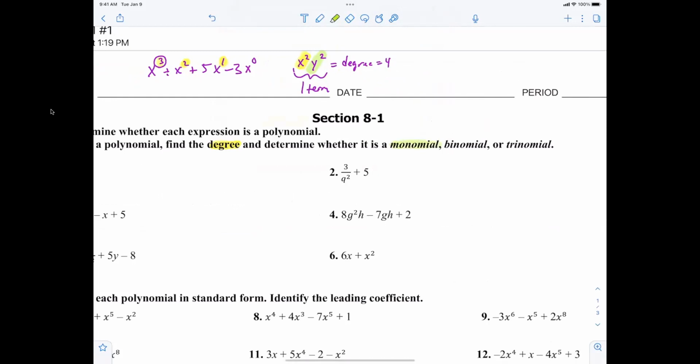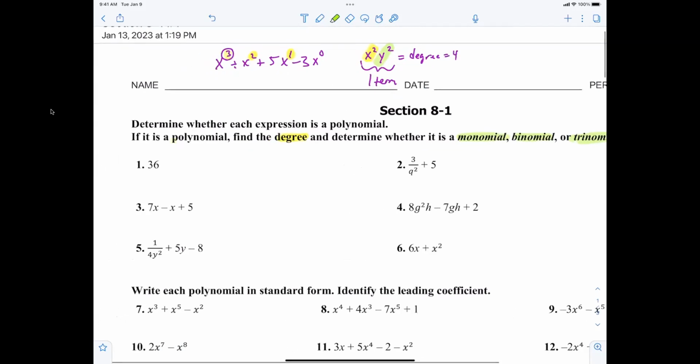Monomial just means one term. So binomial means what? Two terms. Trinomial means three terms. And after that, we generally call it a polynomial. Poly just means many terms. These are just definitions and rules. That's why I'm saying it's simple. If you know the rules, it's easy.